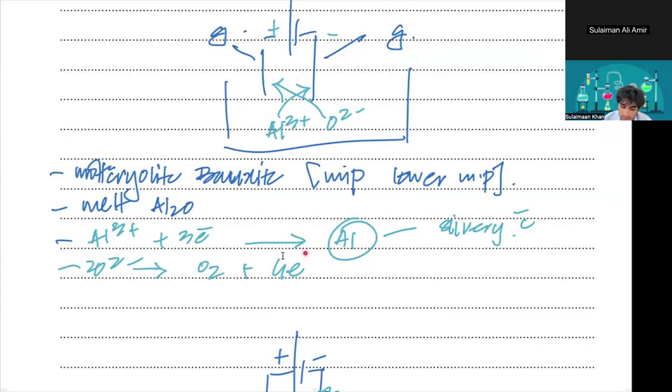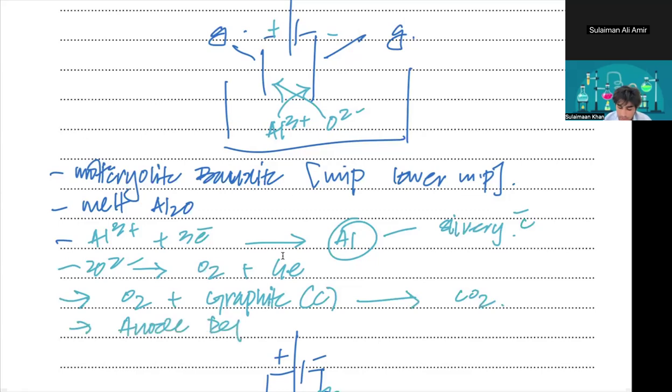In total, 4 electrons are lost, and this oxygen would react with the graphite electrodes, which are carbon electrodes, and give you carbon dioxide. That's why the anode needs to be replaced.